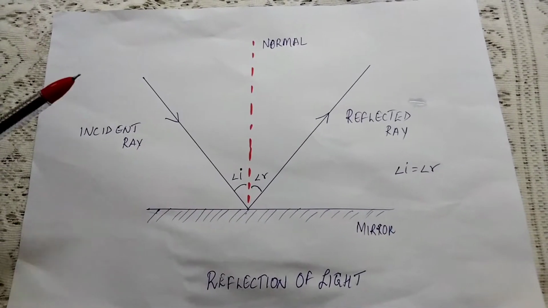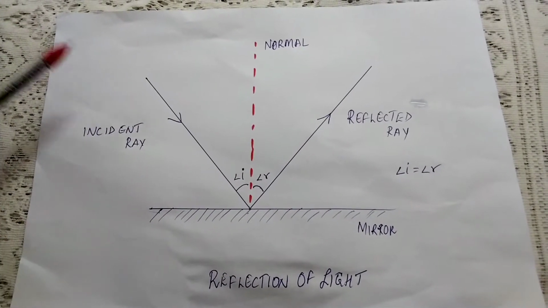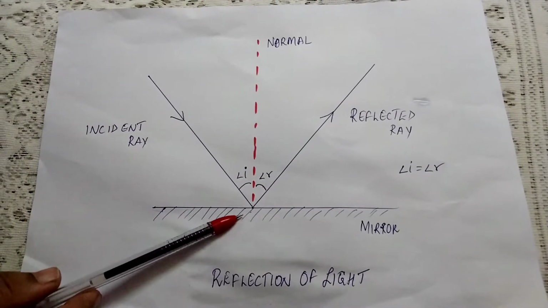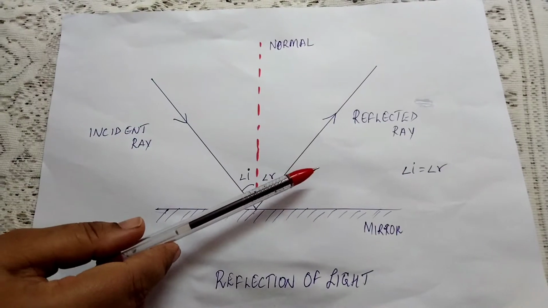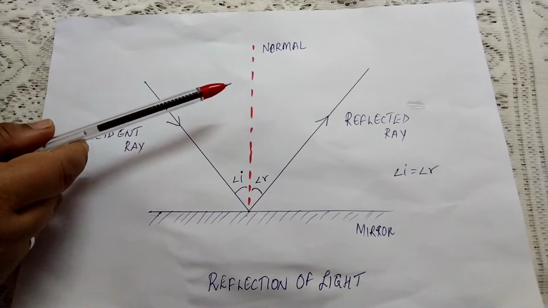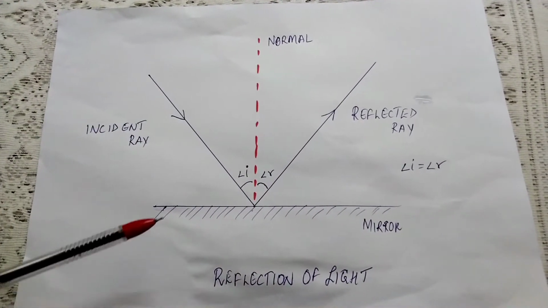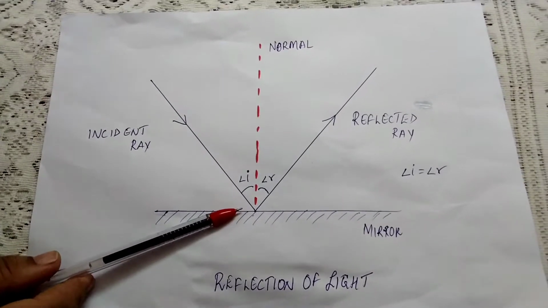When light falls on a surface like a plane mirror, the ray which is striking the mirror surface is called the incident ray. The ray which bounces back is called the reflected ray, and the normal is the imaginary line drawn perpendicular to the point of incidence, as you can see here.